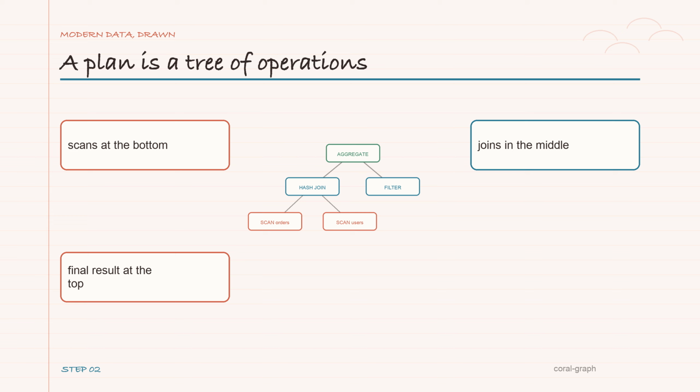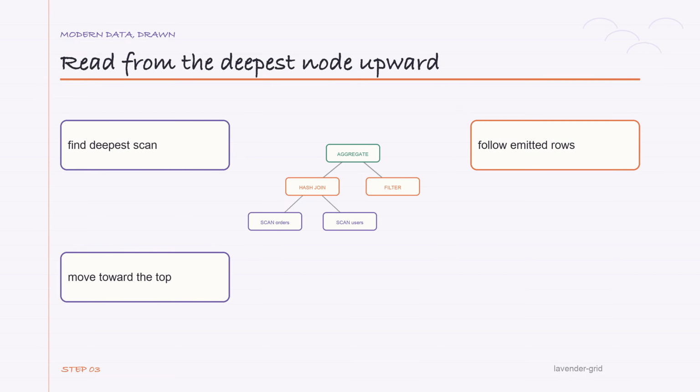Read the drawing from one idea to the next: scans at the bottom, then joins in the middle, then final result at the top. You do not need to memorize every implementation detail yet. Focus on what moves, what stays fixed, and why the system does less unnecessary work.